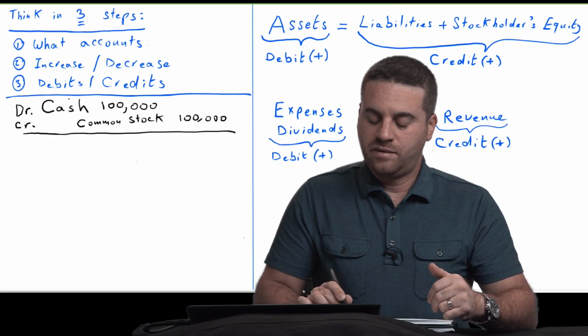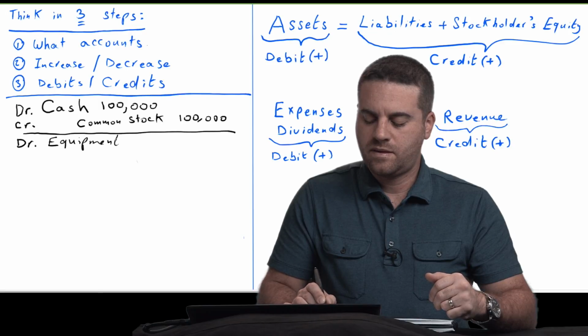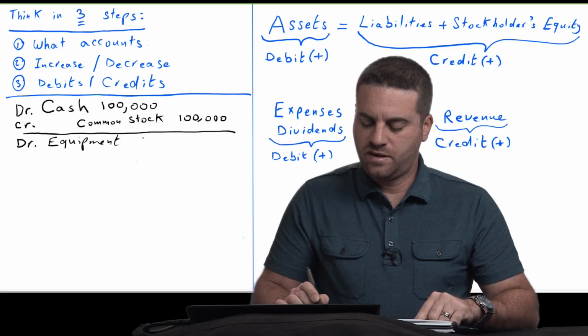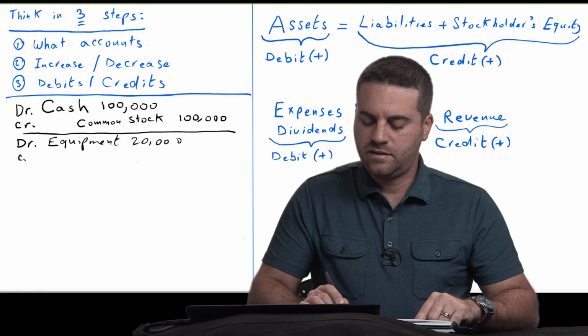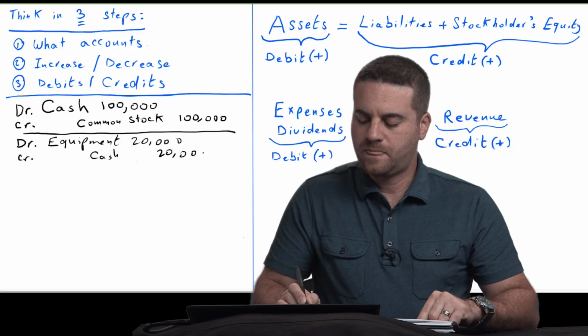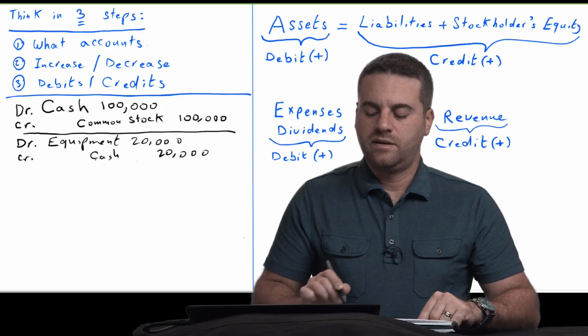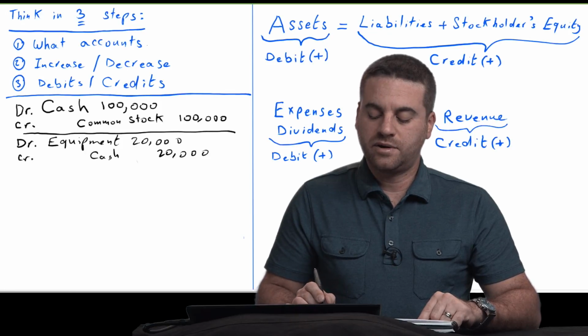Okay? Remember, when you record the journal for that, you always have to start with a debit first. So debit, equipment, $20,000, and then credit, cash, $20,000 as well. Okay? Remember that I'm keeping a space before the account that I'm crediting. Okay?